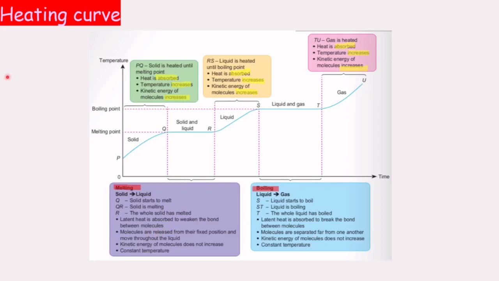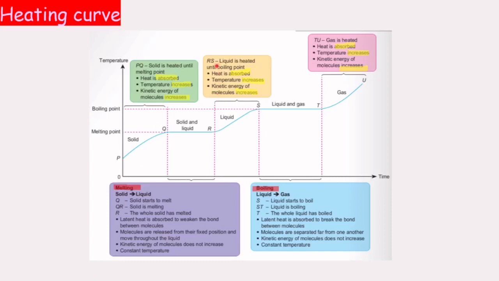There is a bond between molecules. As we know, the molecules of a solid are packed closely together. When we want to melt a solid to become liquid, we must break the bond. When we break the bond, molecules are released from their fixed positions and move throughout the liquid. And during melting, there is no change of temperature, and the kinetic energy of molecules does not increase as no heat is absorbed.